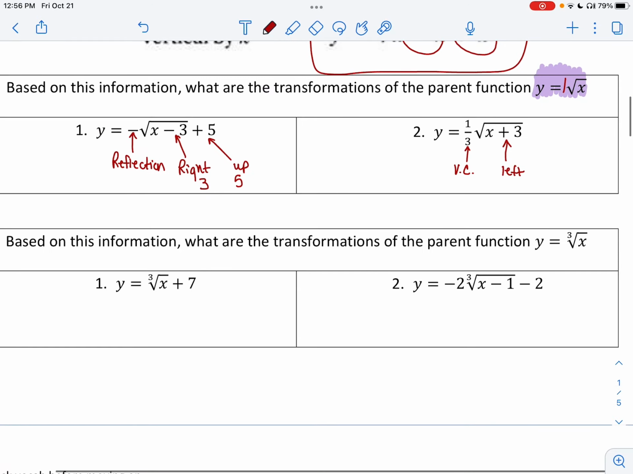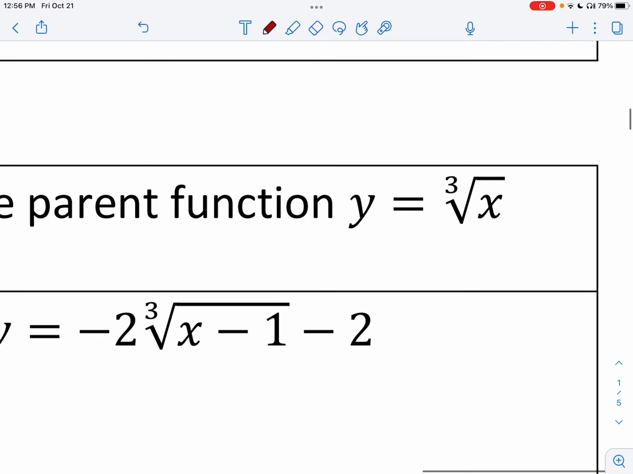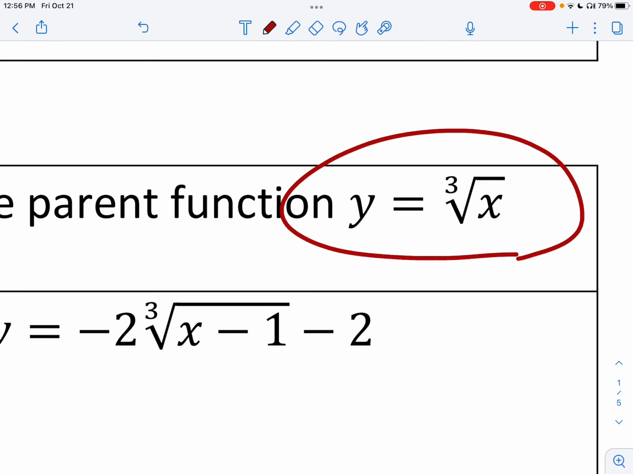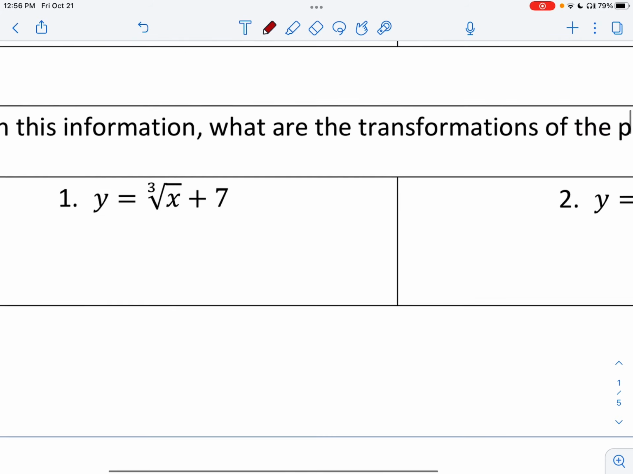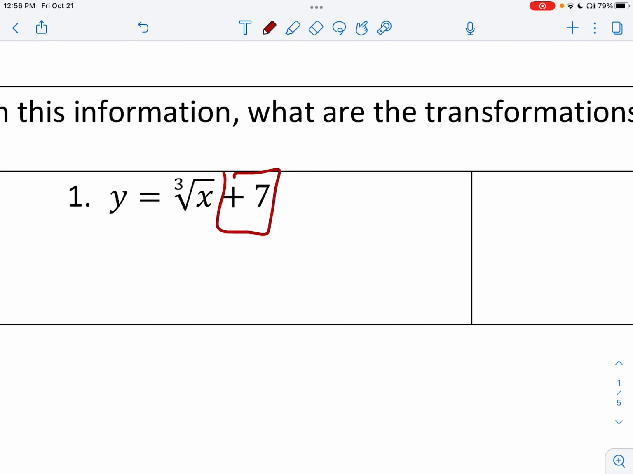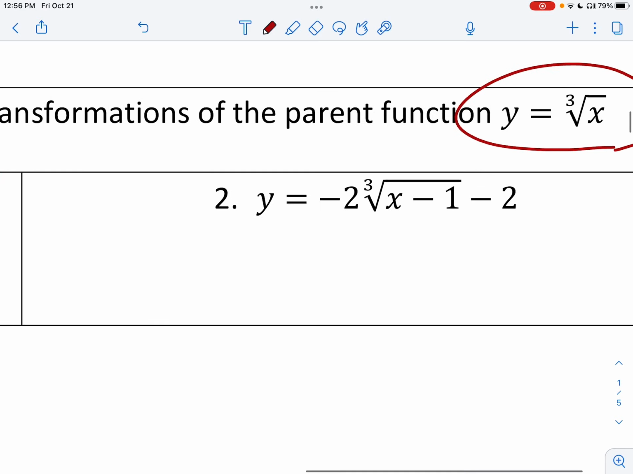All right, the same applies for cube root functions, which you'll learn in more detail as we go through the lesson. Remember, that's the most basic form. That's the parent function of a cube root graph. So when we just simply change it by putting a 7 in the back, that means up 7 units. So you would take the graph and the whole graph would move itself up 7.